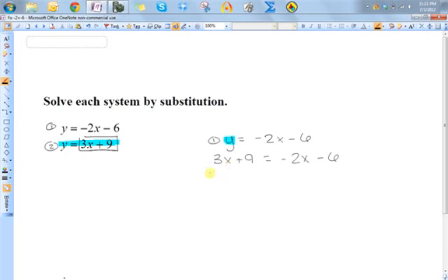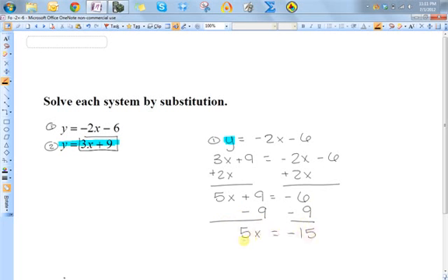So I'm going to add 2x to both sides. So I'll have 5x plus 9 equals negative 6. Then subtract 9 from both sides. So I'll have 5x is equal to negative 15. And then divide both sides by 5. So I get x is equal to negative 3.